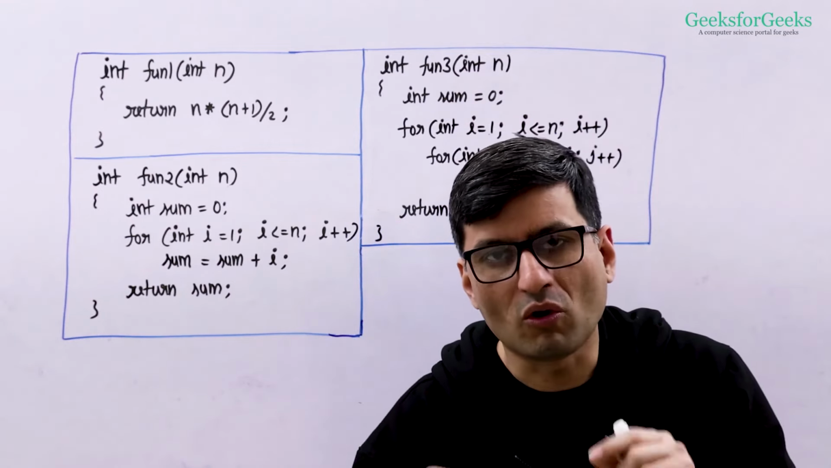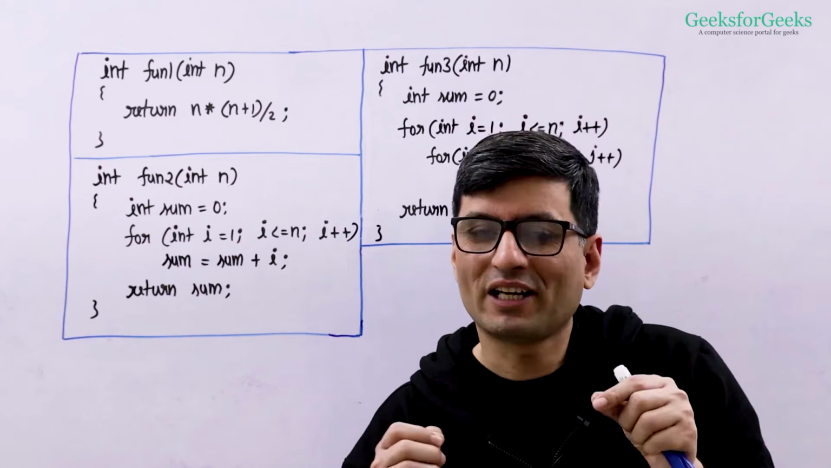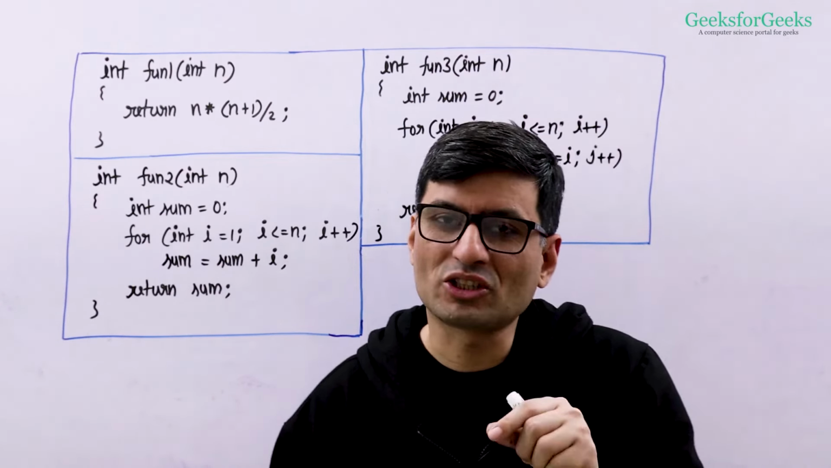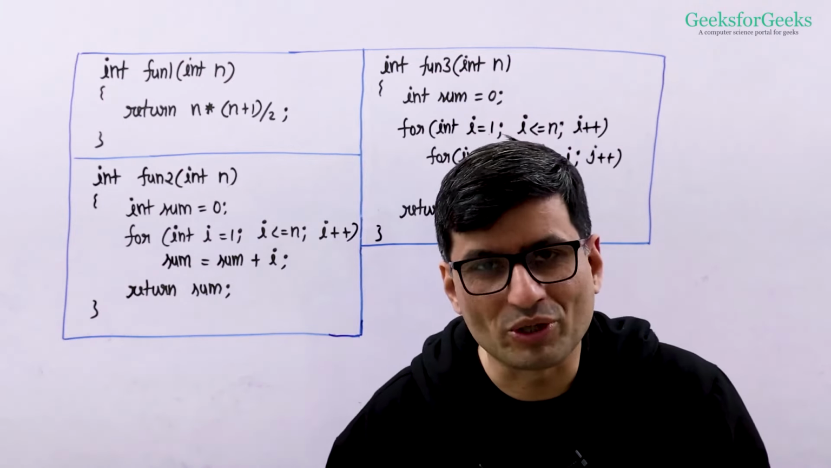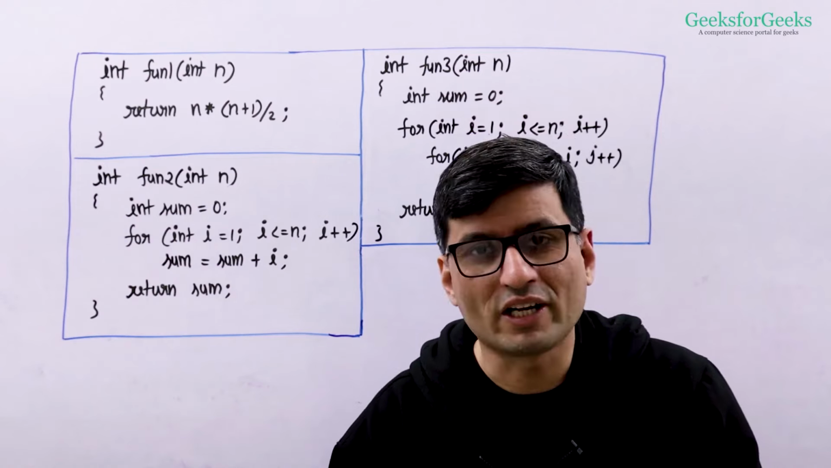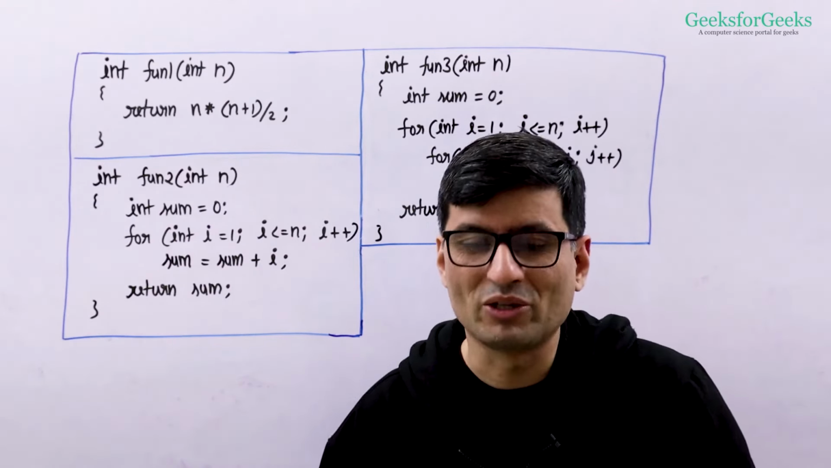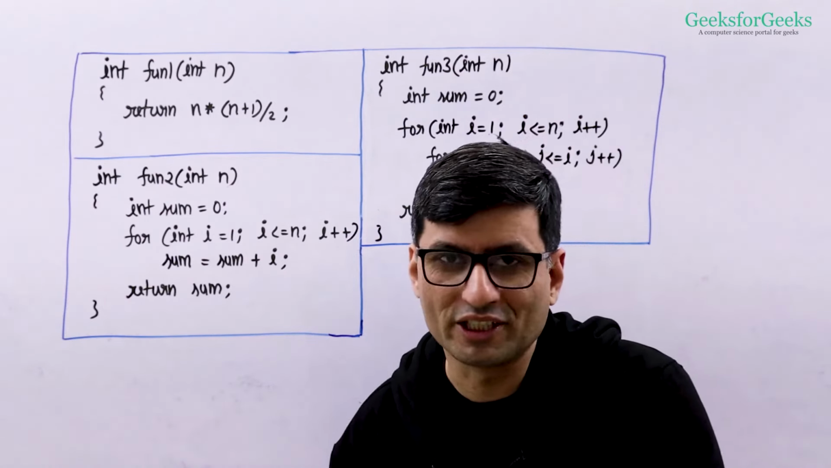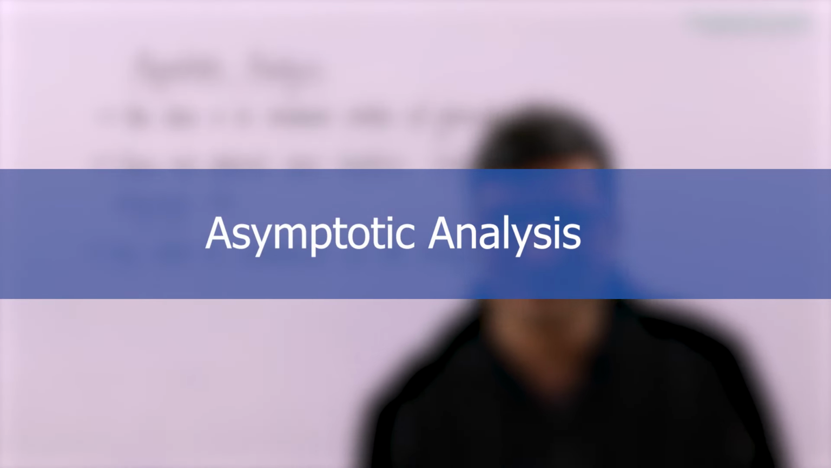To overcome all the problems that I've discussed so far, we have a solution called asymptotic analysis, which is a theoretical and mathematical analysis. With asymptotic analysis, we don't even have to implement all the solutions. By looking at the algorithms, by looking at the solutions, we can tell which one is more efficient theoretically. Let us now talk about asymptotic analysis.